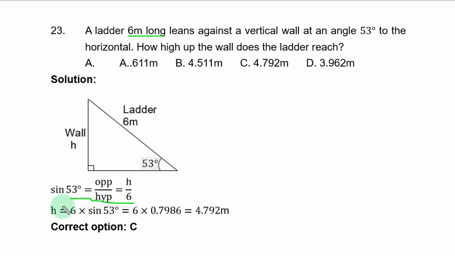If you make h the subject, you have it in this form. If you check the value of that angle on that side and multiply by 6, you have 4.792 meters. So 3 decimal places. That is option C.